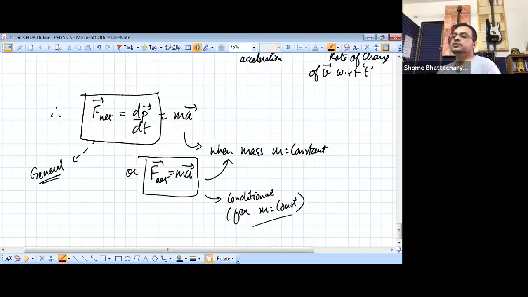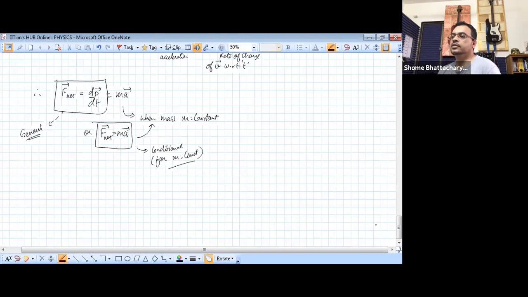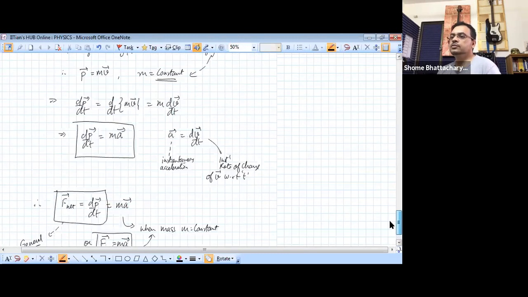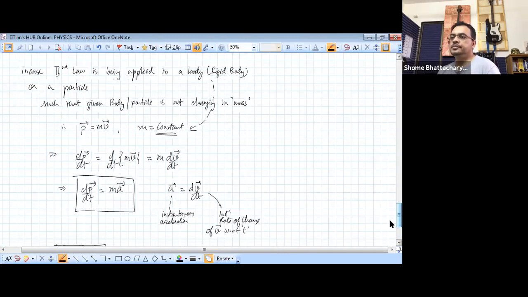So that is the difference between this form of Newton's second law, that F is equal to ma, and the proper statement of Newton's second law, that net force is equal to rate of change of momentum. In the rate of change of momentum, mass can be changing in various ways.